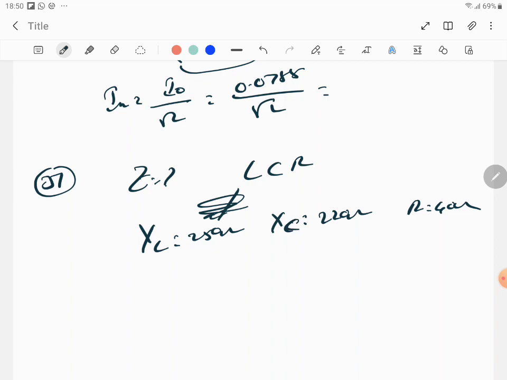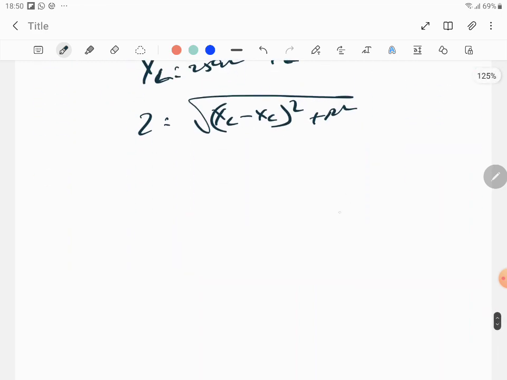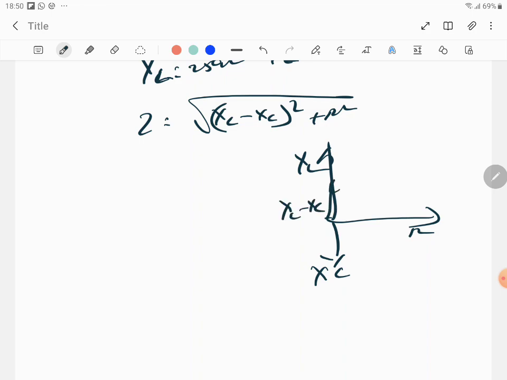They're asking for impedance. Z is equal to root of (XL minus XC) the whole square plus R square, provided XL is greater than XC. Remember the vector resolving we did? There will be XL, this is R, and this is XC. Considering that XC is the lesser vector, you'll get XL minus XC. Otherwise, it will get reversed, but it doesn't matter anyway, since it's going to be squared.